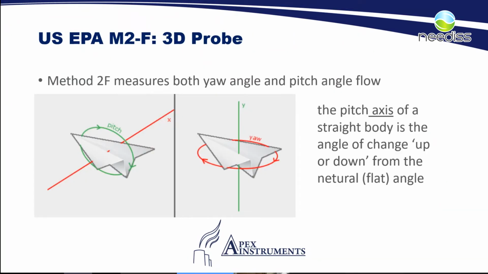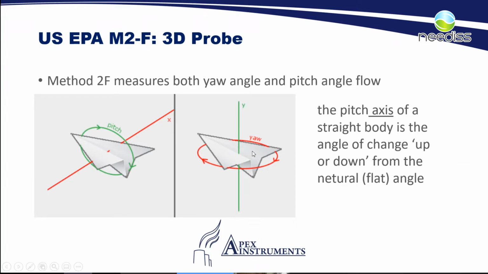So we also talked about method 2F, and 2F is what is considered using a 3-dimensional probe or pitot. And what method 2F will do is measure both the yaw angle that we discussed in the last slide, and it will also measure the pitch angle. So if you can imagine, we looked at this image here on the right. We had our y-axis as our laminar flow. We have our yaw, which is side to side, left to right.